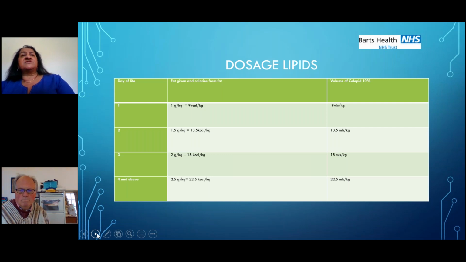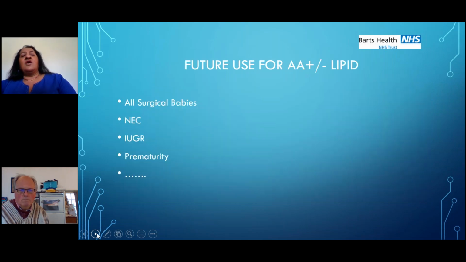For those interested, this is just the dosage in relation to the calories to work out for the neonates. Part of the ongoing discussion was also how to extrapolate this beyond gastroschisis babies. For example, if the units were willing to invest and do them for all surgical neonates. What about those who have necrotizing enterocolitis? What about the growth retarded babies, the premature babies?